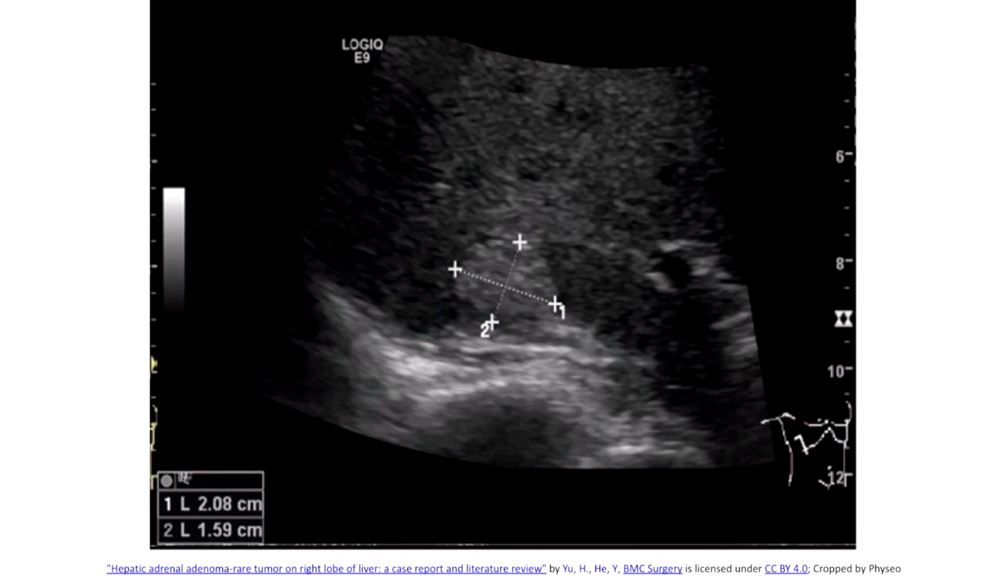This is what a hepatic adenoma looks like on ultrasound. Please note this solitary, solid, hyperechoic mass in the right lobe of the liver. This appearance is characteristic of hepatic adenomas.